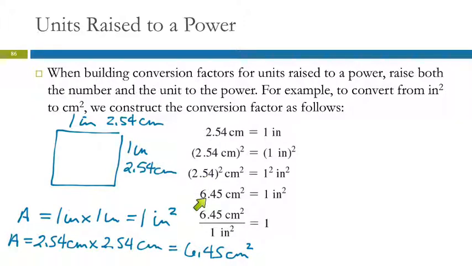And then I'm going to do the math. 2.54 squared is 6.45. I carry down centimeters squared. 1 squared is just 1. And I carry down inches squared. And so 6.45 square centimeters is equal to 1 square inch. That's the same thing I found over here. Does that make any sense?